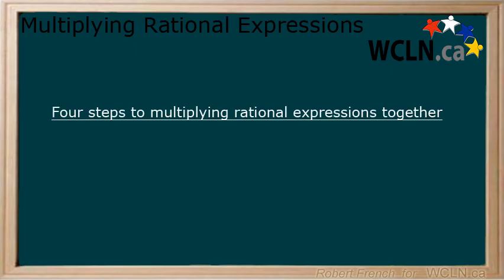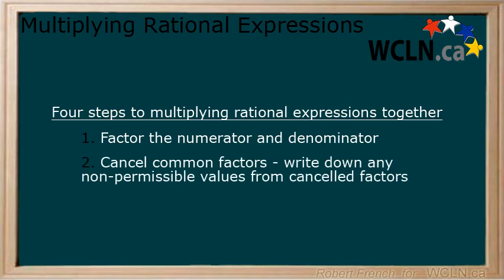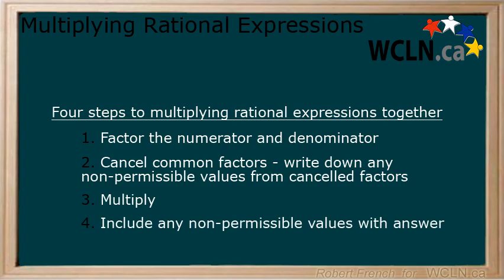There are 4 steps we are going to follow for multiplying rational expressions together. 1. Factor the numerator and denominator. 2. Cancel common factors. We'll also write down any non-permissible values from cancelled factors here. These 2 steps keep our calculations smaller, make the problem easier to work with. 3. Multiply. 4. Include any non-permissible values with your answer.